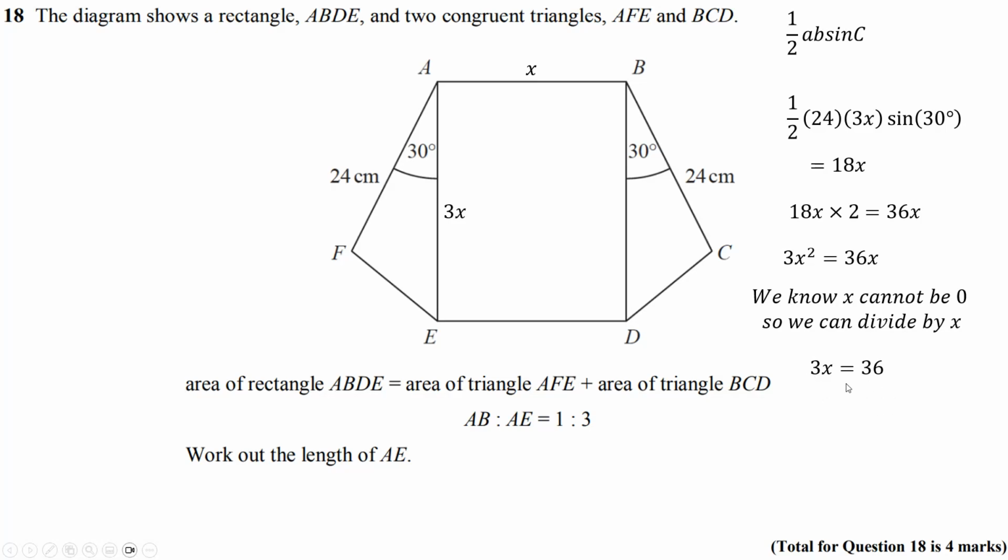Oh, well, actually, no, I didn't do that, because we want the length AE, and AE we've said is 3x, so 3x equals 36, that's already the answer. You can say that x equals 12 by dividing by 3 on both sides, and then timesing by 3, because 12 times 3 is 36, or you can just leave it like that, you'd still get all the marks, and that's your answer.